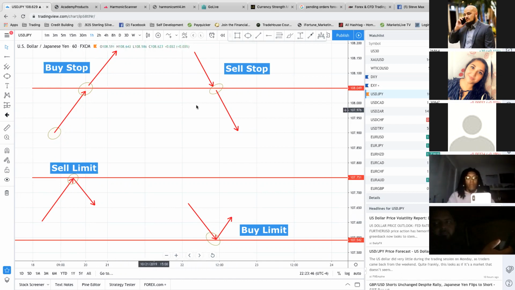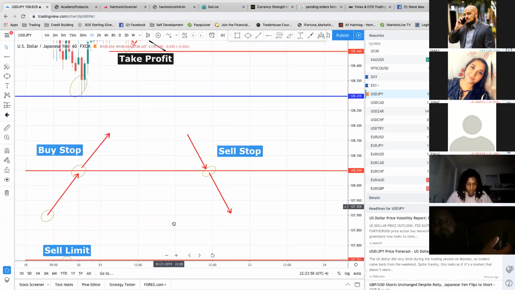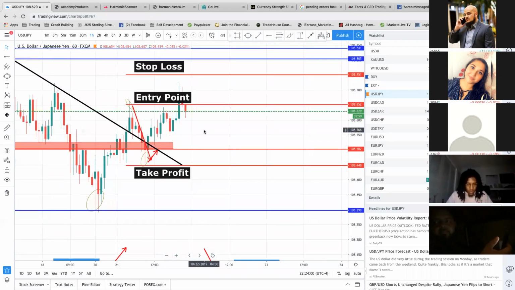A stop is a continuation. A limit means it's going to hit a certain point, reverse, and then go into a different direction. Okay? Very important. I'm going to drop the graphic of this in the chat in a little bit. Now let's go back here.